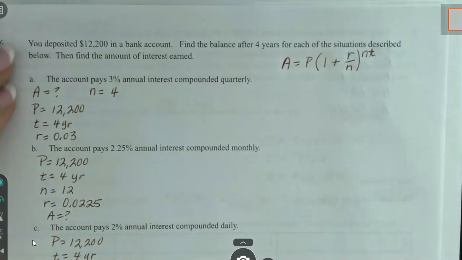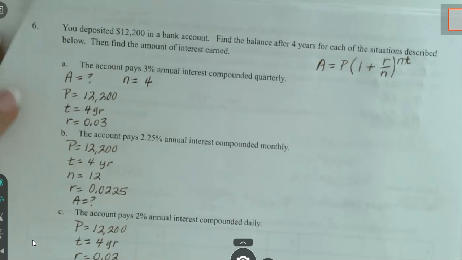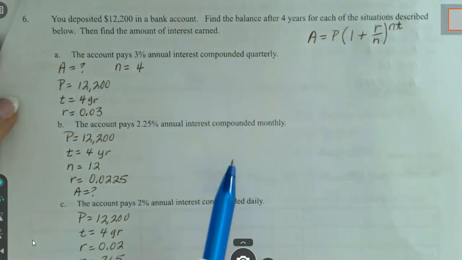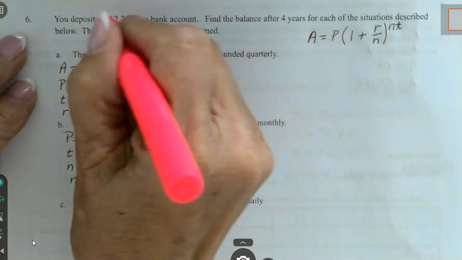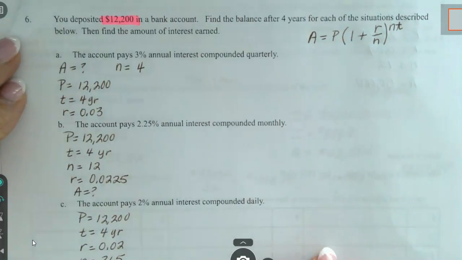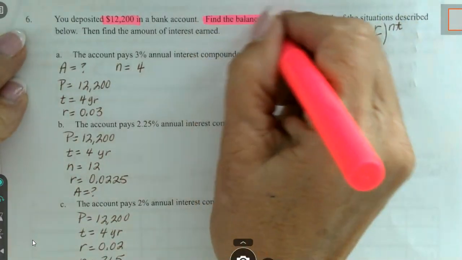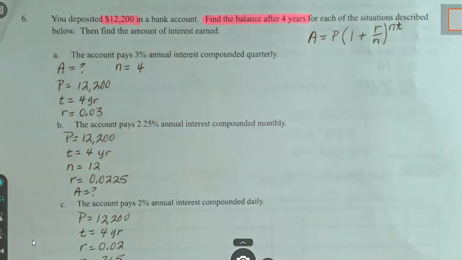Okay, so this is part 2 of our compound interest, and we're going to run through your worksheet problem number 6, in which it tells you that you are going to take $12,200 and deposit it in a bank account, and we want to find the balance after 4 years for each situation. So each situation is going to change slightly.